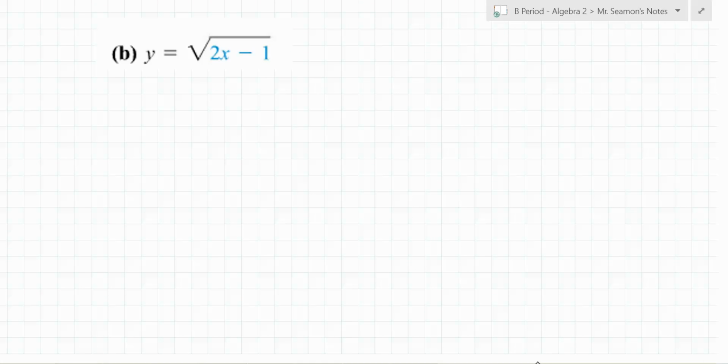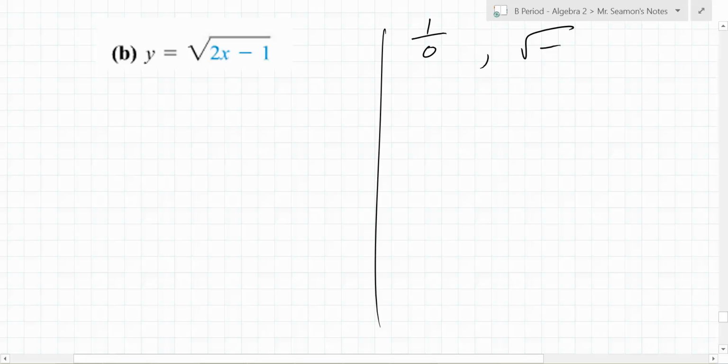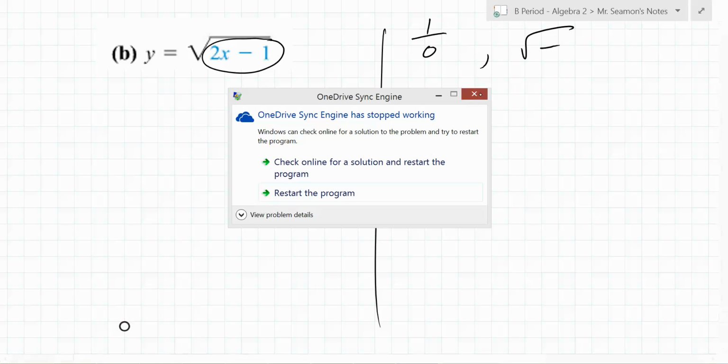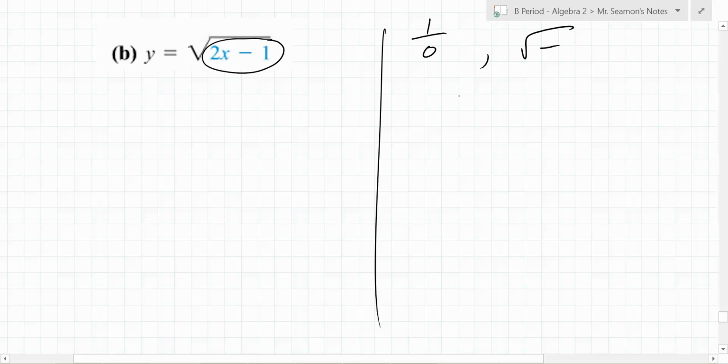Okay, I'm going to give a better one for you here. Let's start chatting right here. What were those two illegal things that we don't want to have happen? 1 over 0 and square root of negative, right? This function will be defined whenever this quantity is what? Can it be negative? No. So we want this to be positive. Go with me first. Don't add anything yet. You want to know when it is positive.